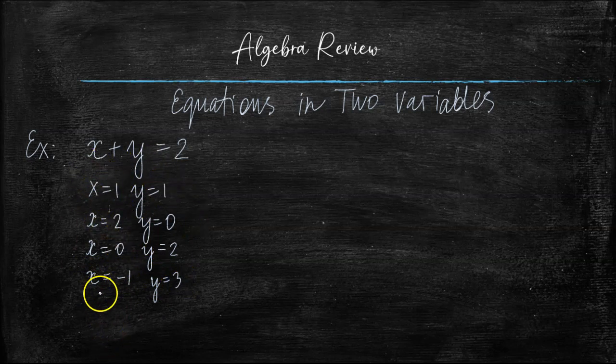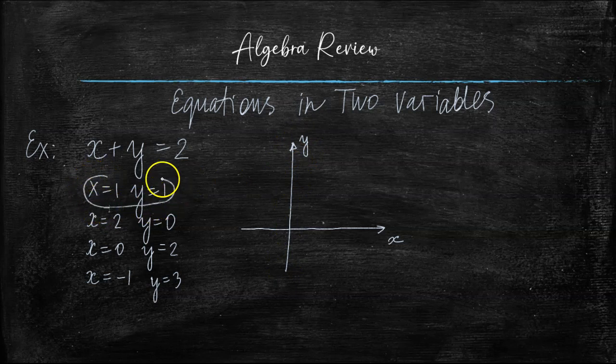So how am I supposed to write out infinitely many solutions? The answer is the graph. Since we have two variables here, I'm going to draw one axis for x, one axis for y, and now each solution corresponds to a point in this coordinate plane. So this is your (1, 1).